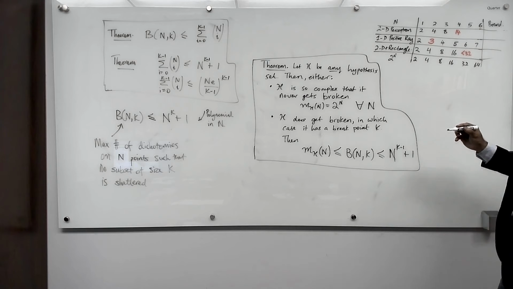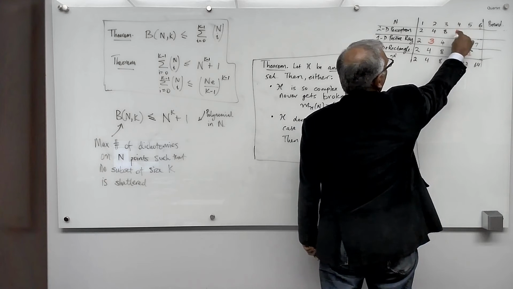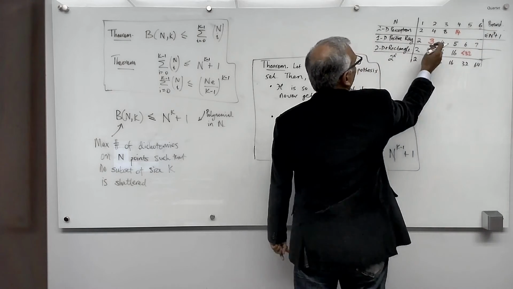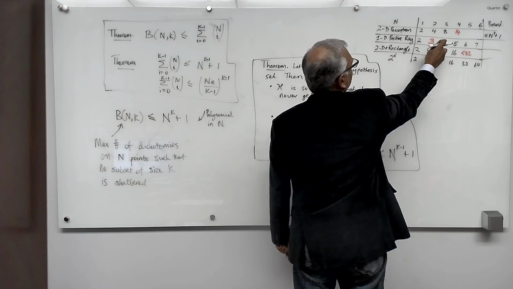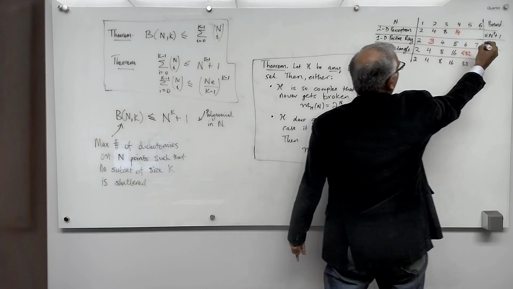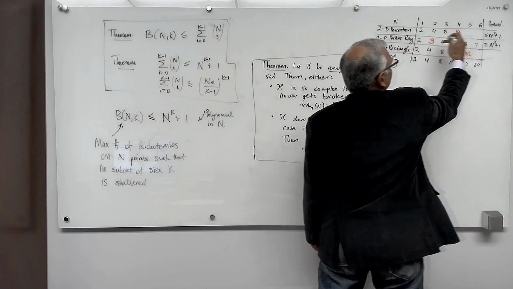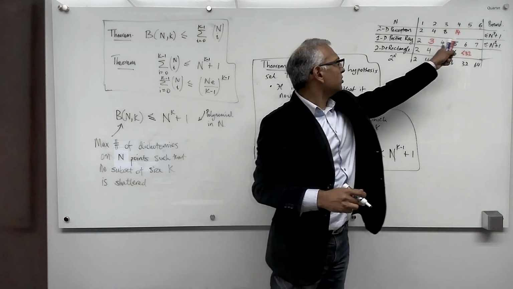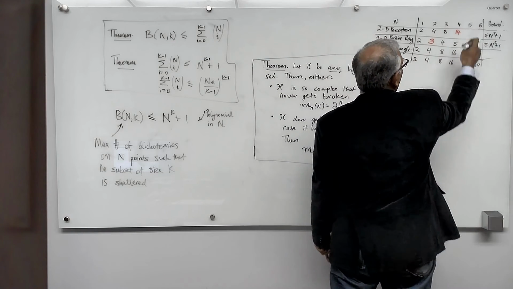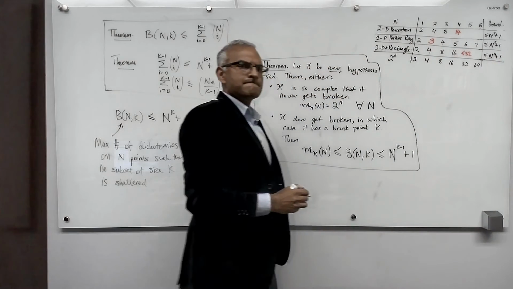In this case, for the 2D perceptron, the breakpoint is 4, so k minus 1 is 3, so m sub h of n is less than or equal to n cubed plus 1. The breakpoint is 2, so k equals 2, and k minus 1 is 1, so it's less than or equal to n to the 1 plus 1, and in this case that is achieved, because we computed it exactly as n plus 1. And in this case, the breakpoint is 5, so less than or equal to n to the 4 plus 1.